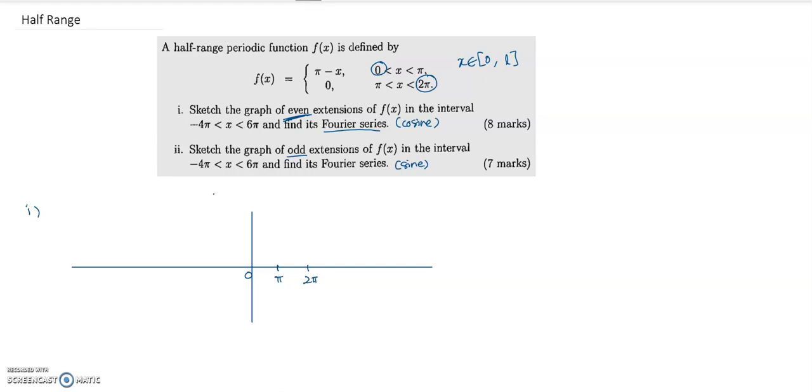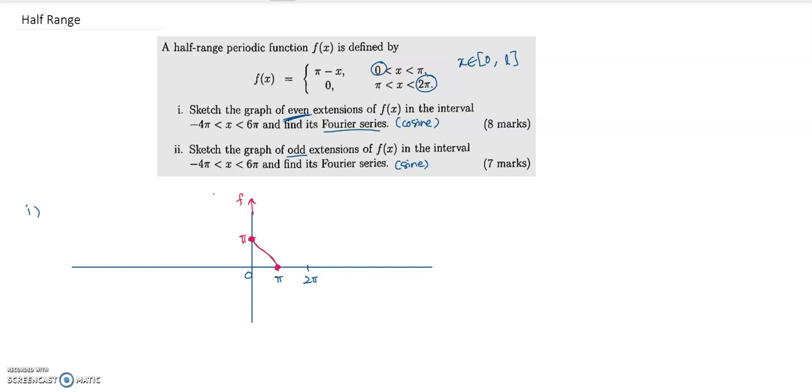The first function is pi minus x in the range of 0 to pi. So when x is 0, we have pi minus 0, which is pi. So over here is our f. When x is 0, the value of f is pi. So somewhere here is pi, and this is the first node. And then when x is pi, we have pi minus pi, which is 0. So this is the point. We know that pi minus x is a line, so we just connect these two with a straight line.